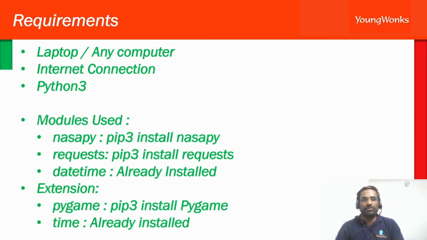We need a laptop or any computer. You could also do this on a Raspberry Pi. You need an internet connection and you need Python 3 installed. The modules we're going to use are going to be NASAPy, which you can install by just doing pip3 install NASAPy. You can do requests. This is where we communicate with the NASA server and get images. And you're going to need datetime, but that's already installed. Pygame is in addition for students who are in level 2 and know how to use Pygame, and time will also be useful while adding some delays between the pictures.